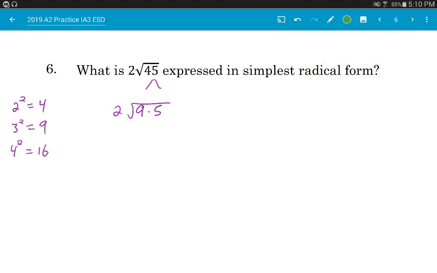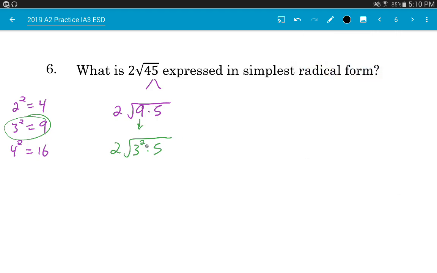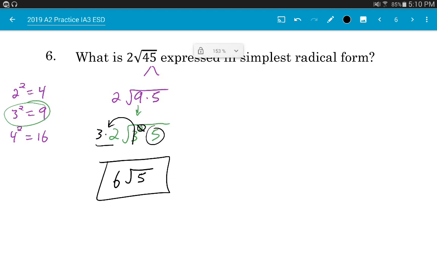And then I can actually change the 9 into a 3 squared. So I've got 3 squared times 5. Keep 2 on the front. And the square and the square root cancel each other out. So this 3 can give up his exponent and go on through to the outside where he would be placed here. So I got 3 times 2, which is 6. And what's left under the radical? Just the 5. And that is simplest radical form.